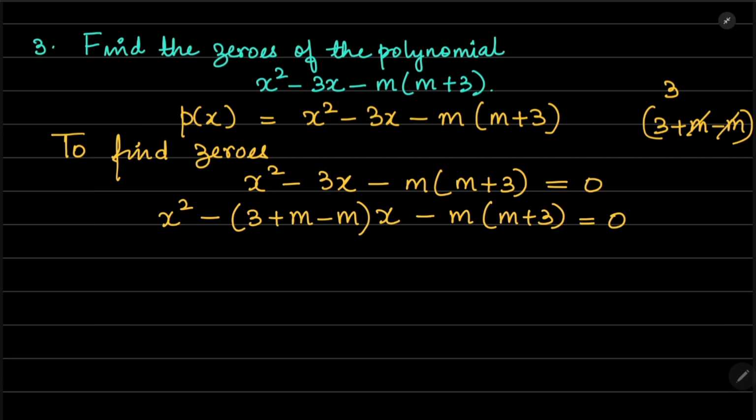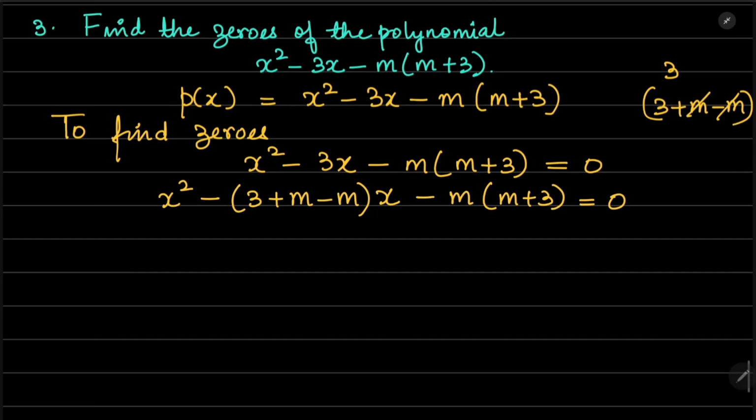Let me do it for you. Now here what I'm going to do is I'll take m plus 3 into x as one term and minus mx I am going to take separately. So what will I do? x square minus m plus 3 multiplied by x, right?